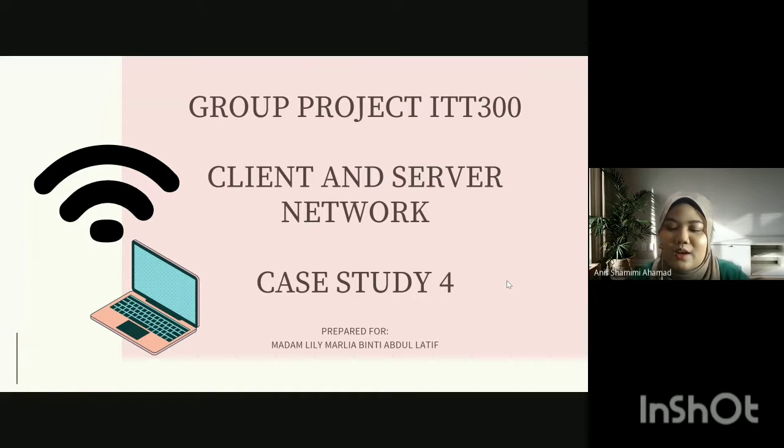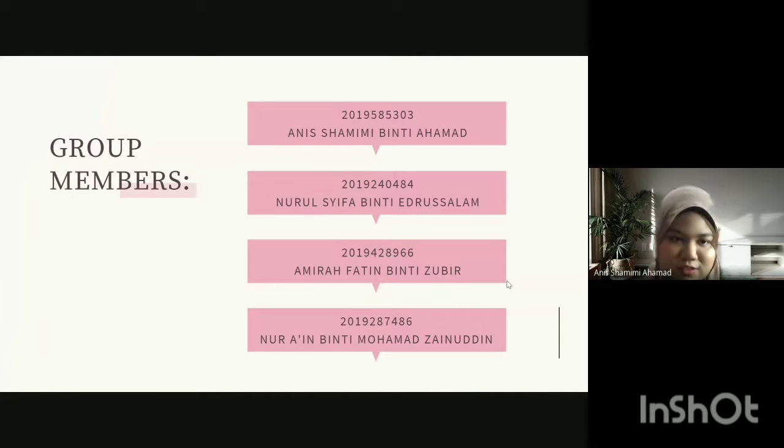Today, we would like to present our lab project for case study 4. So this is our group members. The first one is me, Anis Shamimi Ahamad. Next is Nurul Syifa binti Edrussalam, Amirah Fatin binti Zubir, and Nur Ain binti Mohamad Zainuddin. Next, I will pass to Amirah Fatin for the introduction.